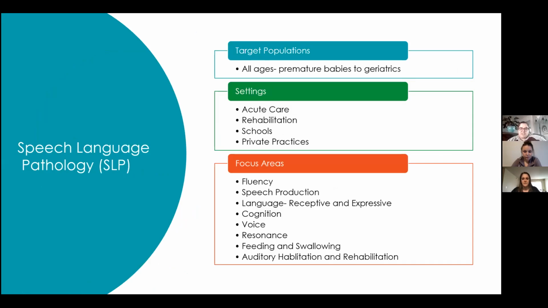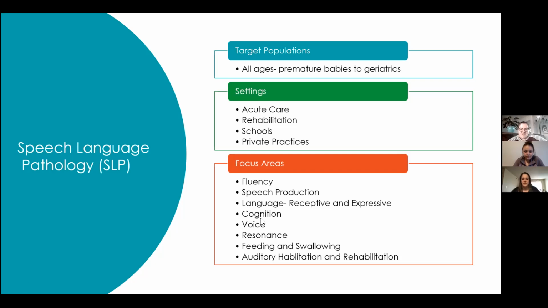The target populations can go from all ages, premature babies to geriatrics. How we would work with a premature baby would be not necessarily on speech, but possibly on swallowing in the NICU. The settings include acute care, rehabilitation, schools, and private practices.